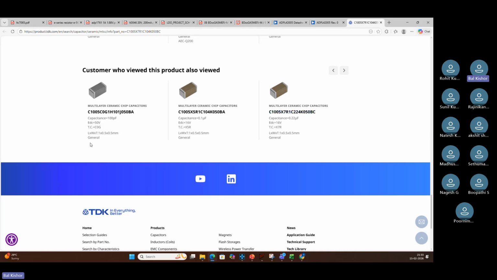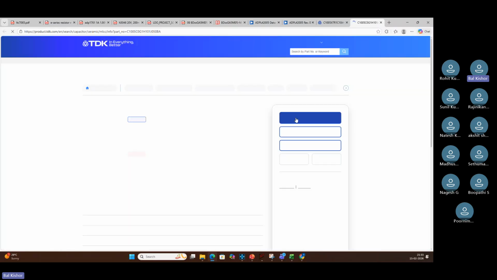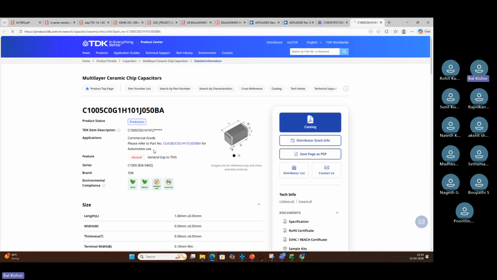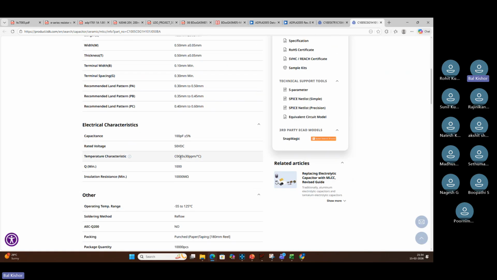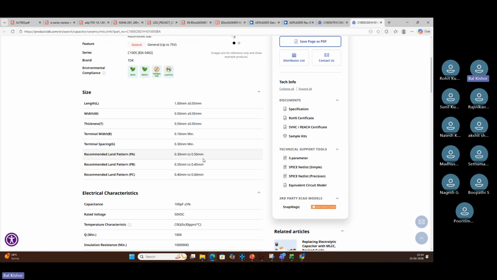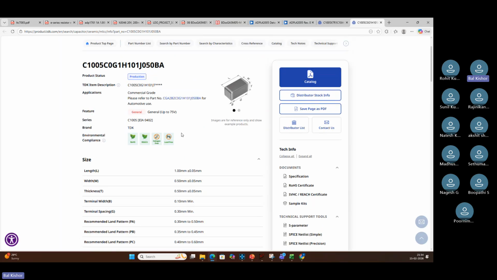So you can see this is the capacitor, let me just open it. Which type is it? Yeah, C0G. So C0G capacitors, I told you the variation is less. Let me give you a quick introduction to this one.